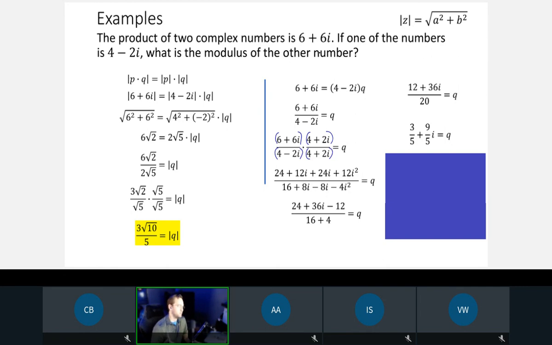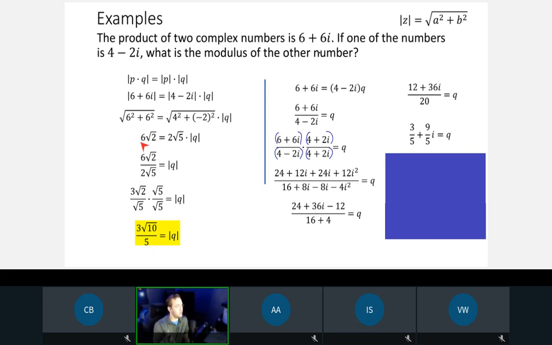So I lost my train of thought. The question wants us to know the modulus of the other number. Now, this question could actually be flipped around. What if I ask you, what is the other complex number? If I asked you that question instead, could I have done this problem this way? The answer is a big no.